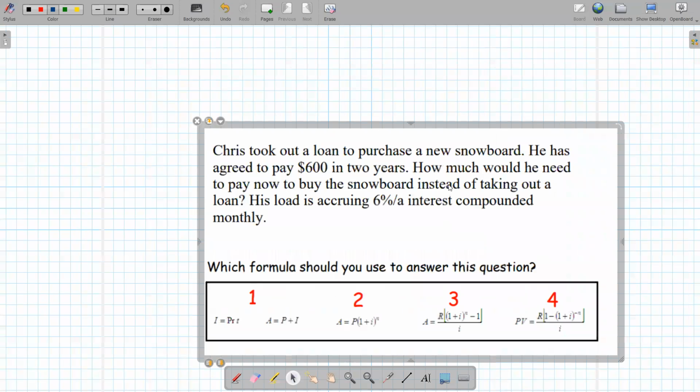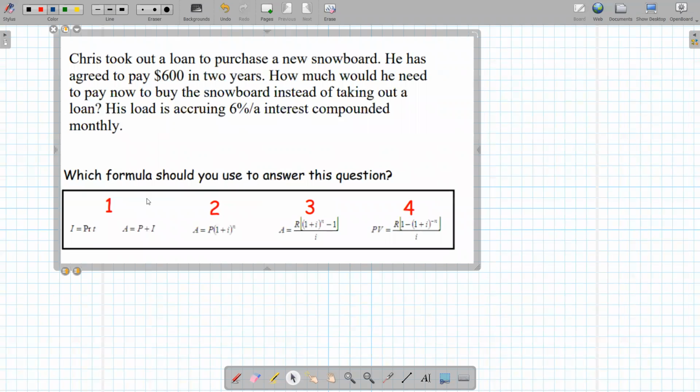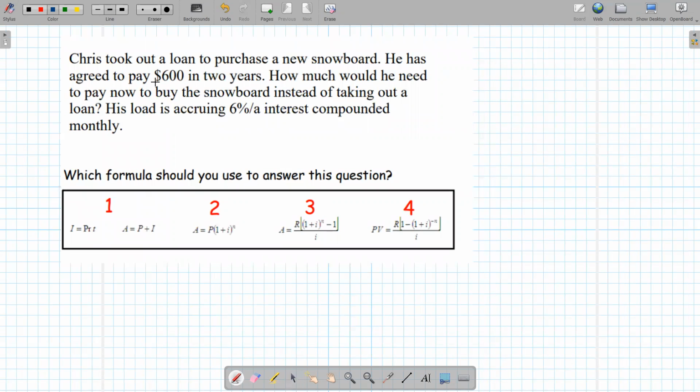Okay, Chris took out a loan to buy a snowboard. He has agreed to pay $600 in 2 years. How much would he need to pay now to buy the snowboard instead of taking out a loan? So 1, 2, 3, or 4. 2. Okay. So what's given?